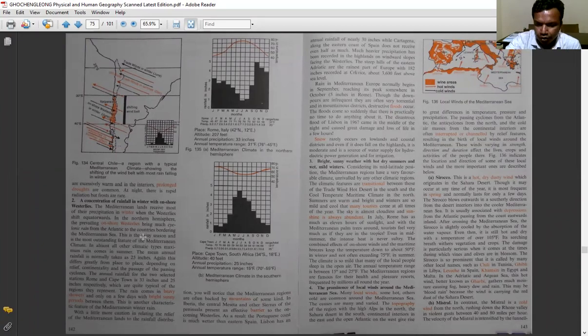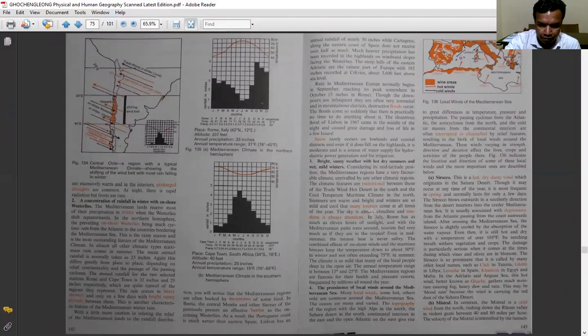So कभी अगर question पूछा जाता है कि what is the reason for the winter rainfall in the Mediterranean type of climate, is that the reason is due to the pressure belts, due to the shifting of the pressure belt, the wind blows from sea towards land in the winter season, and that is why there is winter rainfall.